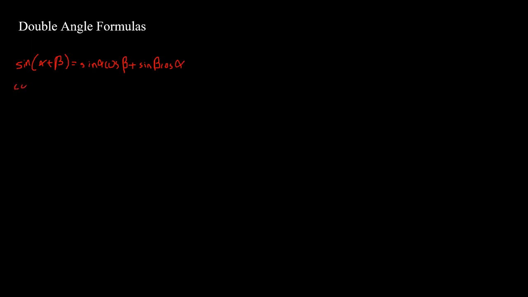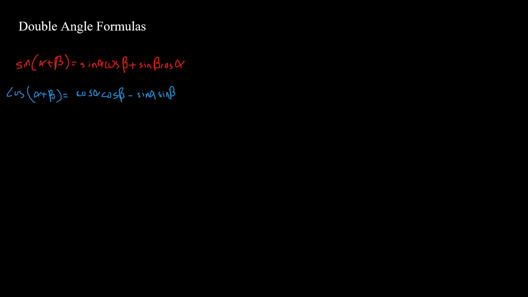And actually, I'll do cosine in a different color. Cosine of alpha plus beta is going to be equal to cosine alpha cosine beta minus sine alpha sine beta.